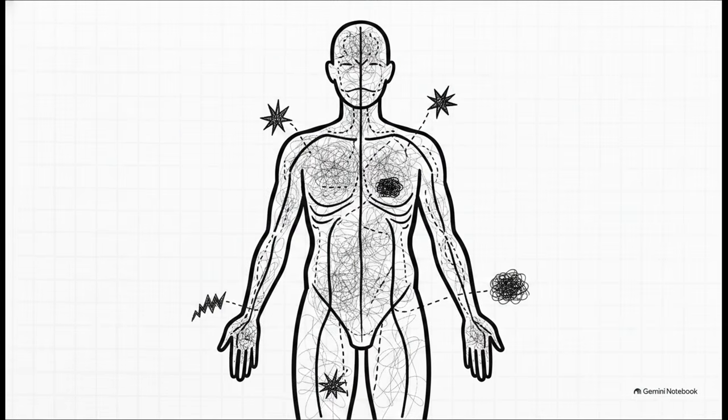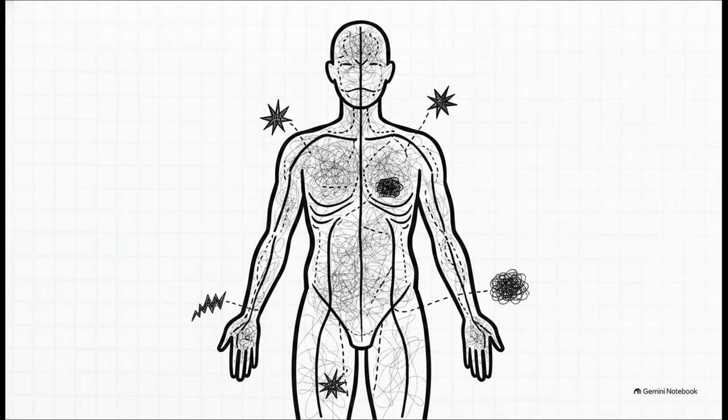So let's look at what this network actually consists of because it's vast. The meridian network is made up of 12 primary meridians, 8 extraordinary vessels, and these smaller connecting branches called collaterals or luo. This whole interconnected system basically serves a dual purpose. It reflects our internal organ health, and it maintains our external physiological balance.